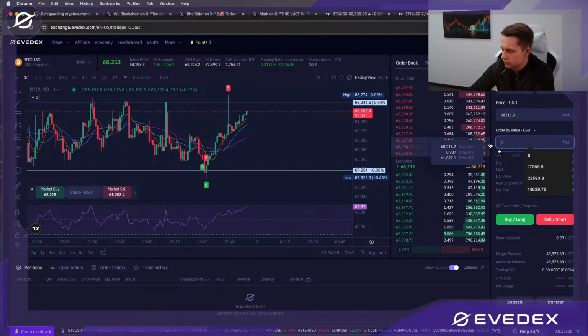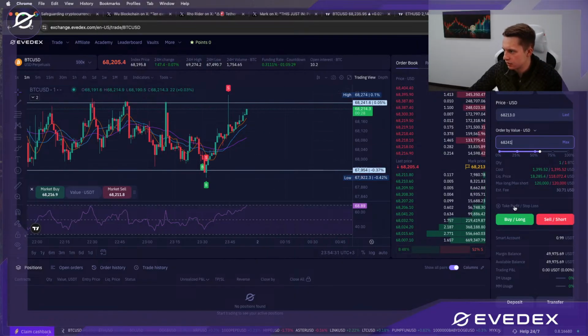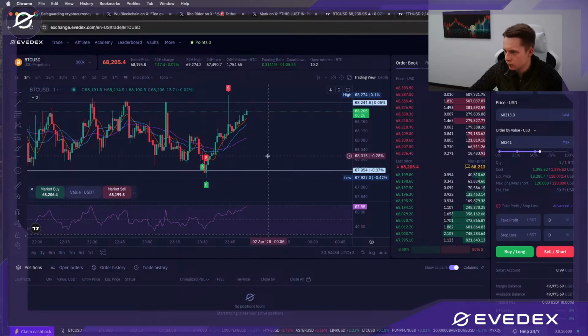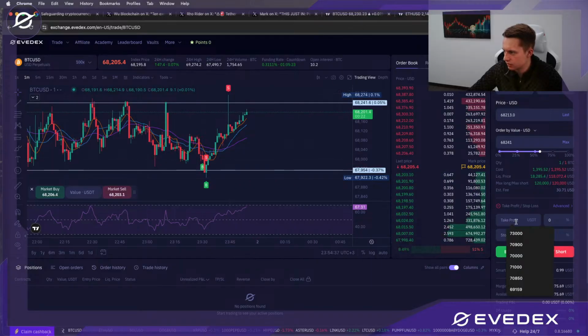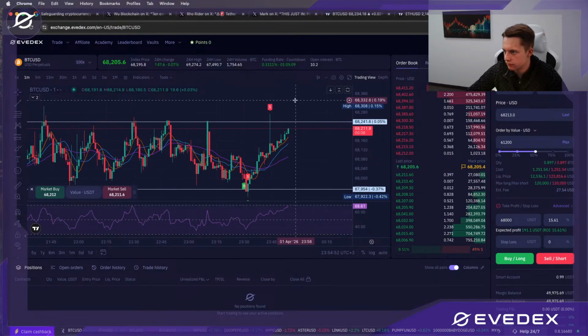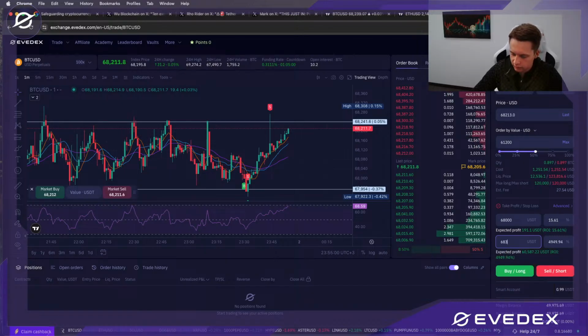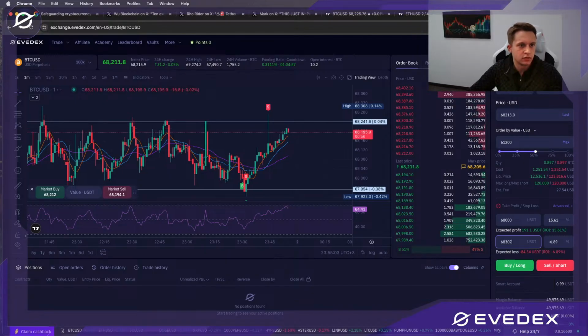68,241. So we can enter for a short position. We take profit at around 68k. And stop loss of, let's say, 68,307. I'm shorting, yes, I am shorting.